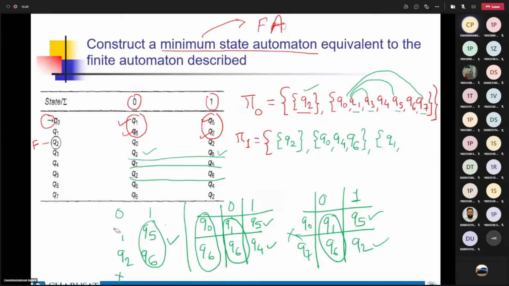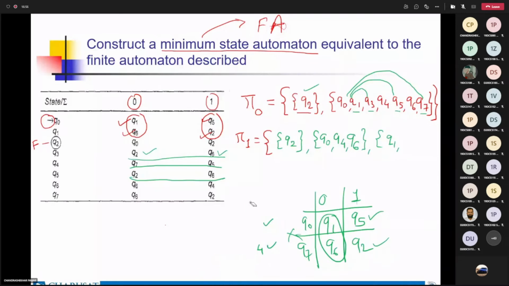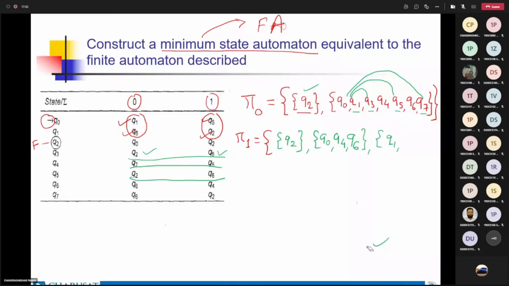So can anyone tell me that Q1 is equivalent with which state among these, Q3, Q5 and Q7? Any one of you, can you please tell me? Q1 is equivalent with Q3 or Q5 or Q7. We have to check for all these three.